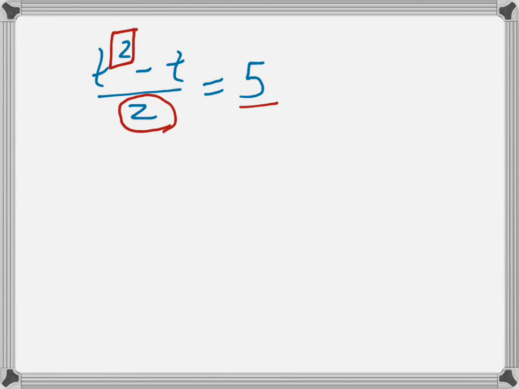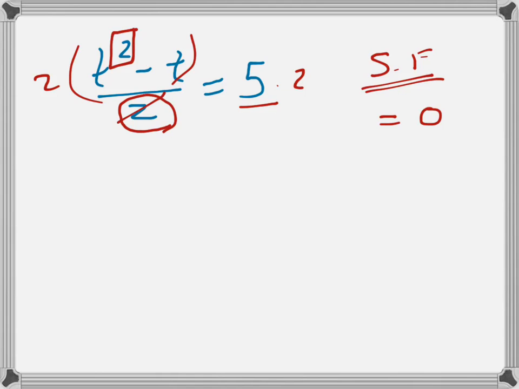So how do you solve a quadratic equation like this? Well, the first step is to put it in standard form. Always put it in standard form, which means set equal to 0. So I always teach people to clear fractions. I'm going to multiply both sides by 2. When I multiply both sides by 2, I get t squared minus t equals 10.